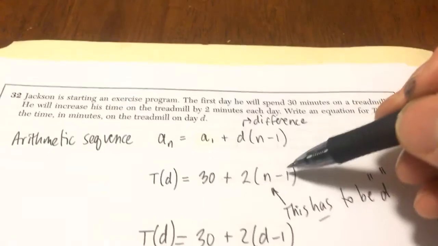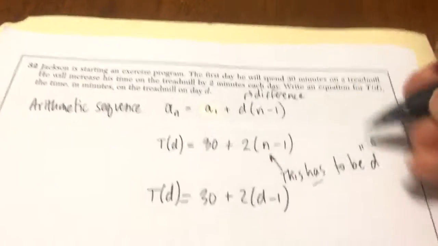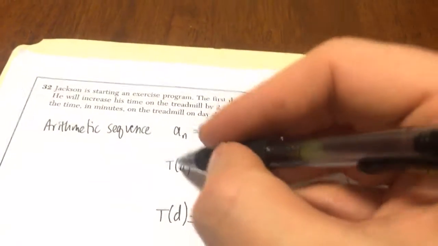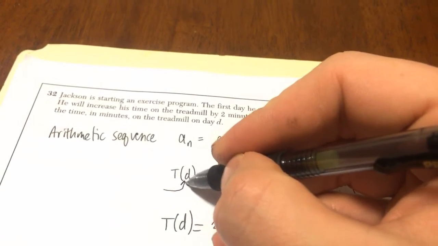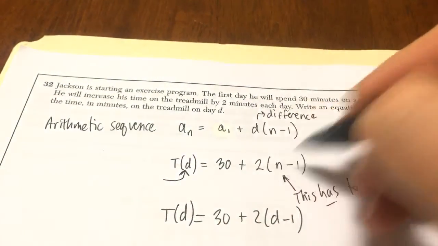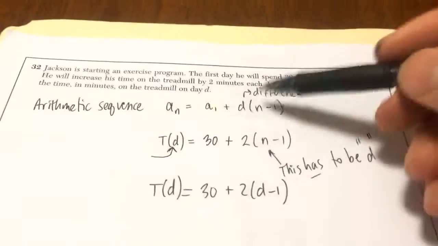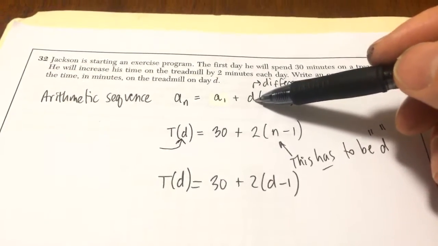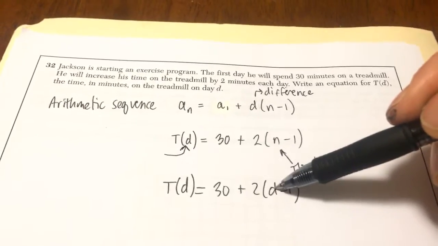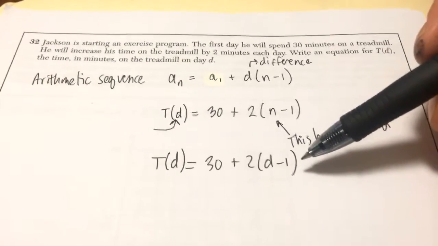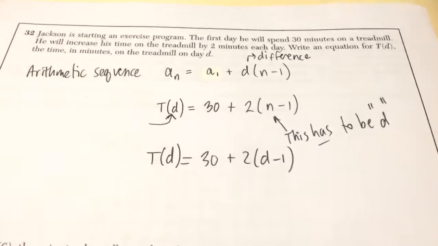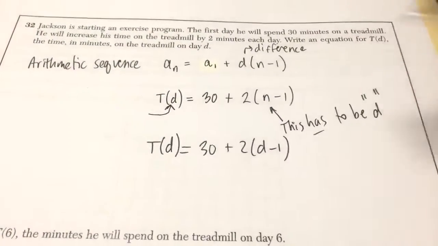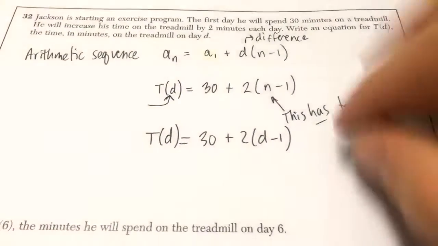This n minus 1 part is a formality, but unfortunately this has to be a d, because if you're writing t of d, all your variables have to be d. I understand that in the original context of the equation d represents difference, but in this case, d represents days. I hope that's not too confusing. T of d equals 30 plus 2 times d minus 1. This would give you full credit.